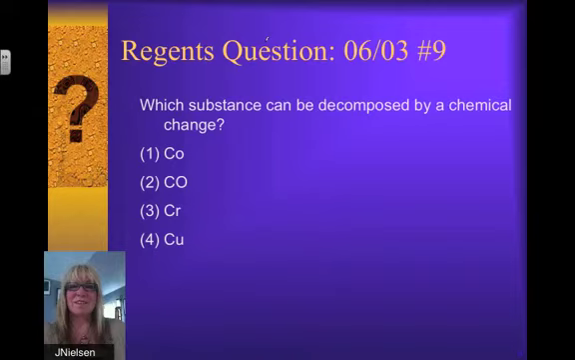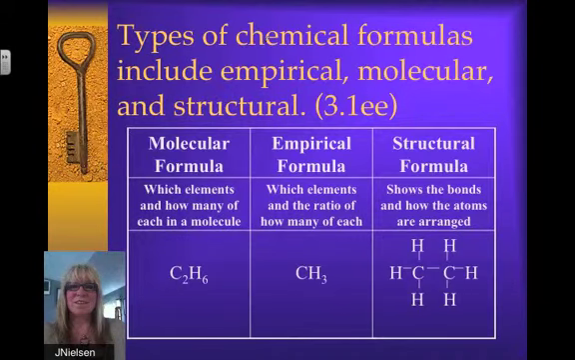Which substance can be decomposed by a chemical change? Again, we're looking for a compound. 3 and 4 are out, they are elements. The Regents loves to put choices 1 and 2 together because 1 is a compound and 1 is an element. Capital C, little o is the element cobalt, whereas capital C, capital O is carbon monoxide.